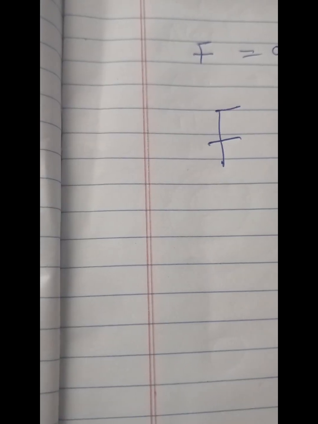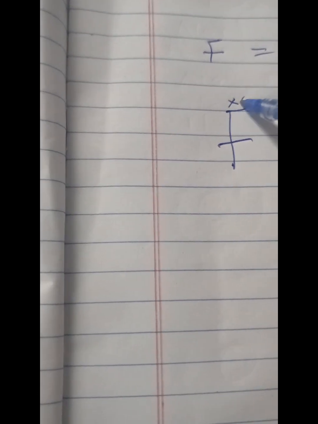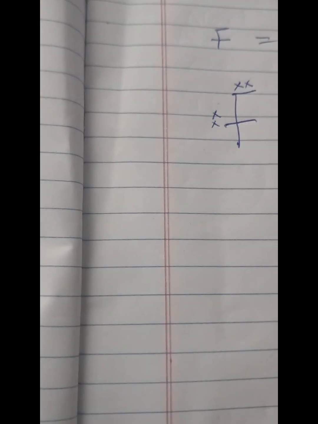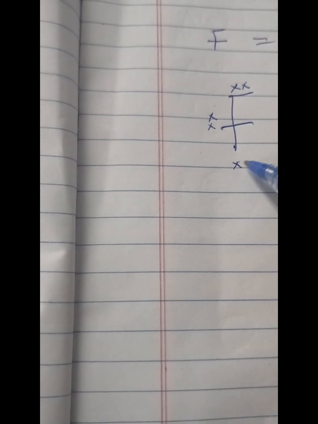We distribute the electrons in pairs. So 2 here. So we have 2 electrons distributed there. We have 2 electrons distributed here, so making 4. We have another 2 distributed here, making 6.